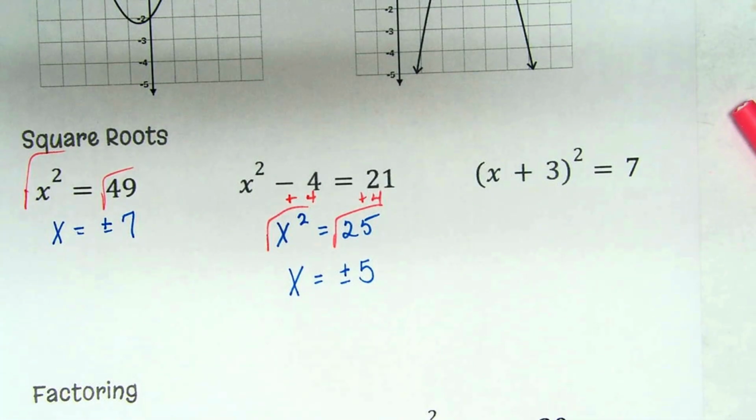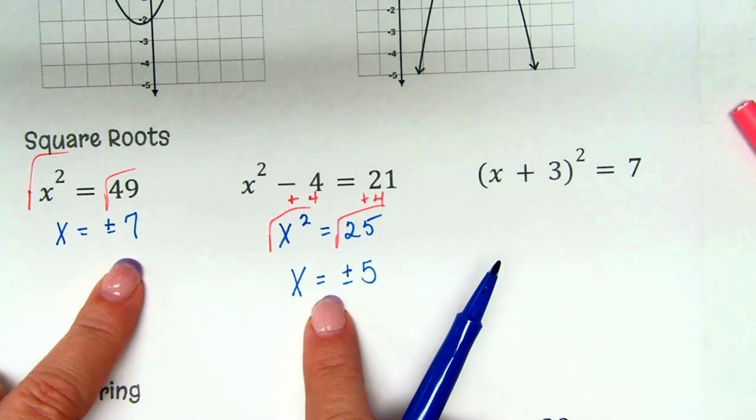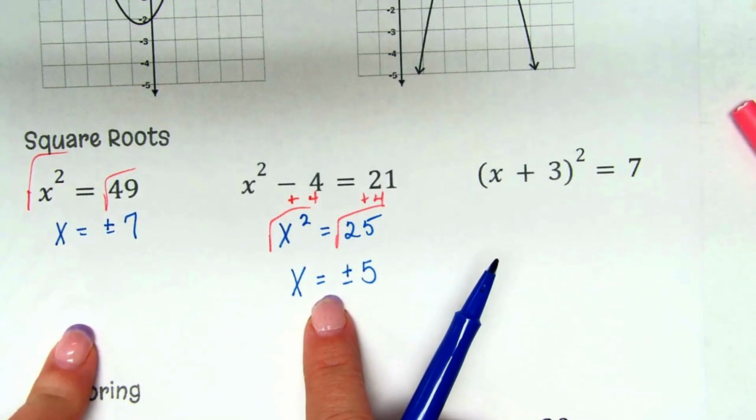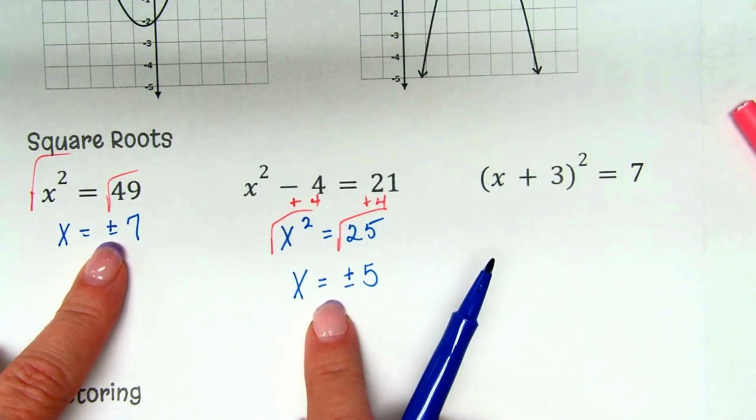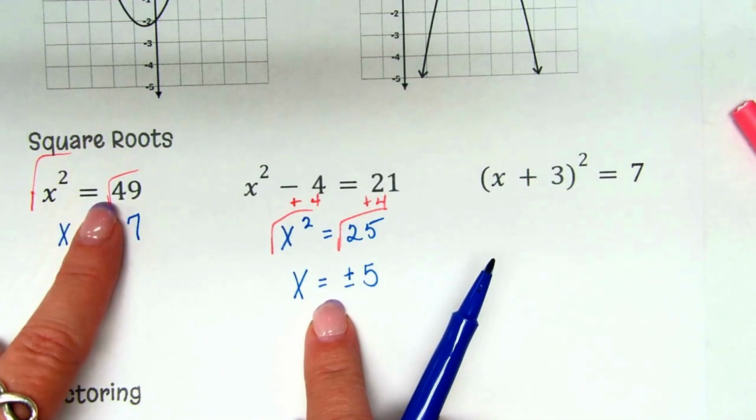Are these like all the different types of ways? Nope. I'm just showing you 3 ways today. We'll get some more ways. We're on the second way. We did graphing first, now we're on square roots.